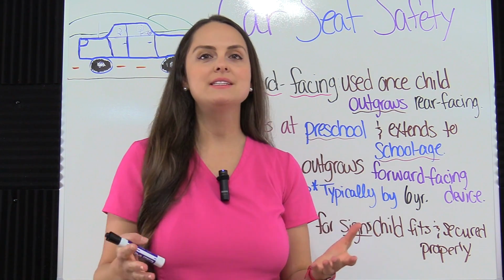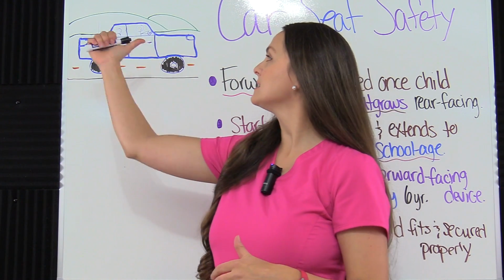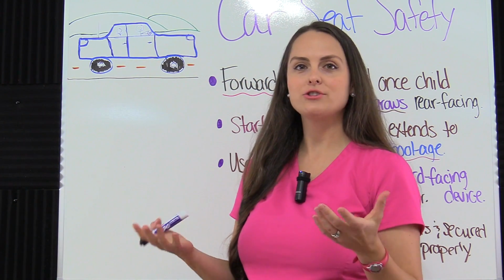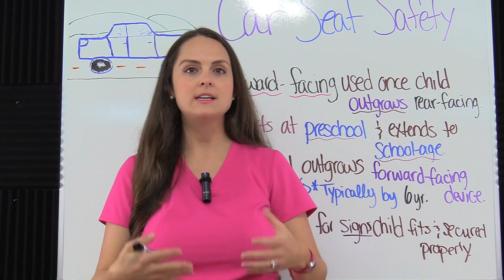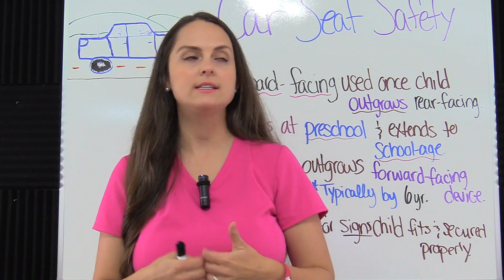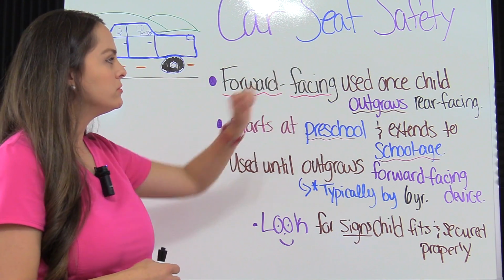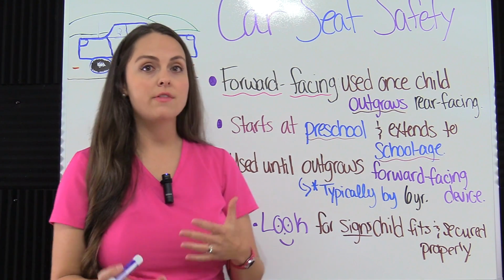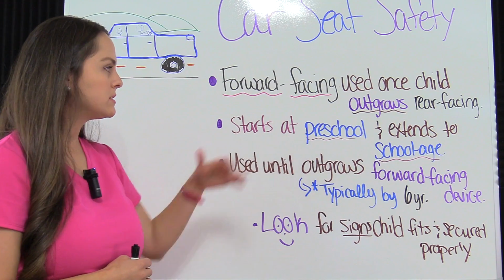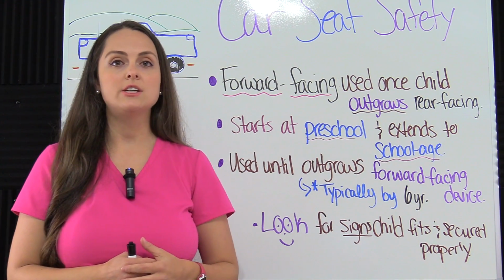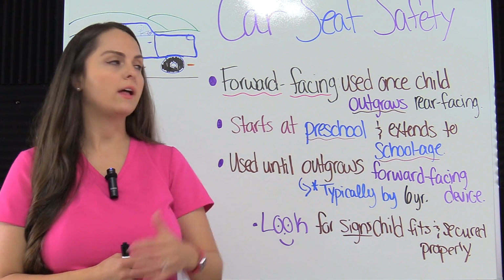Next is the forward-facing car seat restraint. Now, whenever a child uses this, they are going to be sitting this way in the car. So normally how you would sit in the car, but they're going to be in this special car seat that has a 5-point restraint. So they will use this once they outgrow that rear-facing car seat device. And they typically start using this whenever they're preschool age, and it extends up to school age.